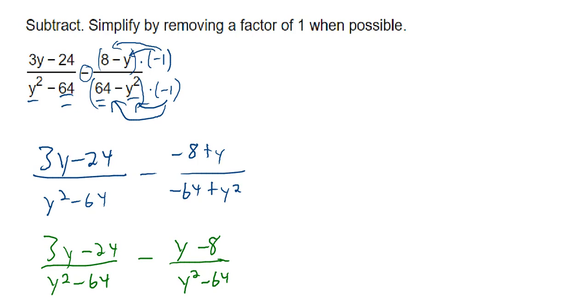And now you can see by putting them in the same order, these are now identical to each other. So again, this trick only works if they're already the same terms, but they're just opposite signs from each other. That's the only time this trick will work. All right, so now that we have a common denominator, let's go ahead and subtract these fractions.